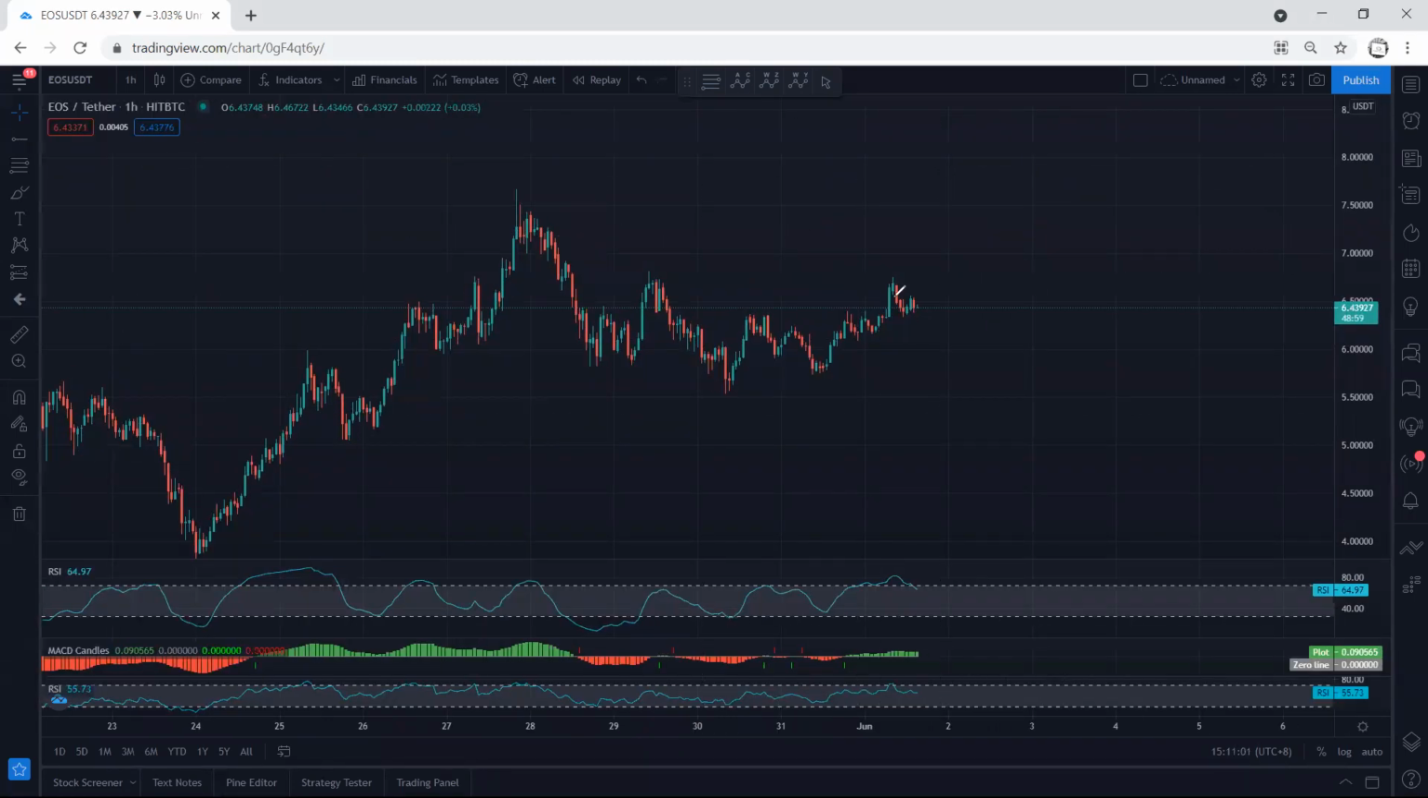Okay, mostly from what we see here, we can look for a short-term sell with the stop loss above the top. That means at least we're looking for one more drop similar to what we have here.